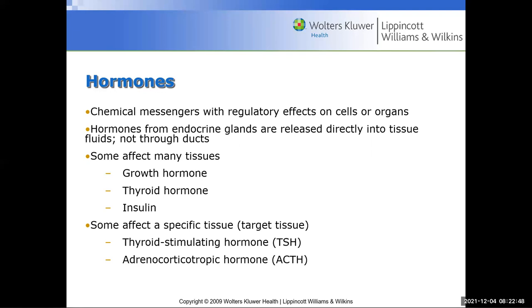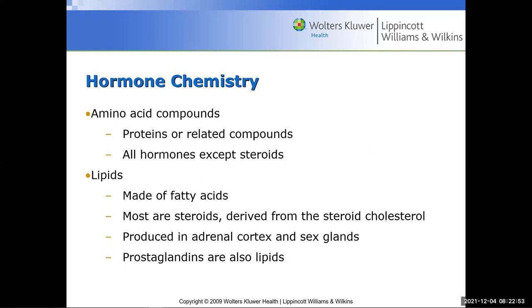All right, so in terms of the chemistry of these hormones, there are two makeups. One, you have amino acids and lipids in terms of their structures. Amino acids, of course, are the components of proteins. And then you have the lipids, more of fatty acids. One of the things with these lipids, they're mostly found in steroid-type hormones, right? And steroids are derived from cholesterol.